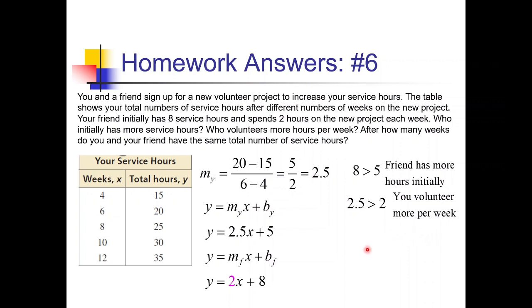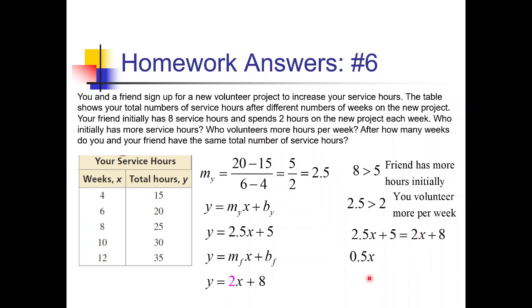And then where do they equal the same number of service hours, after, what did they say, after how many weeks? So basically, we can use the substitution method. We have y equals 2.5x plus 5, and y also equals 2x plus 8. So I'm just going to substitute 2.5x plus 5 for this y right here, because they both equal y, and set that equal to 2x plus 8. So solving this equation now, I can just subtract 2x from both sides.